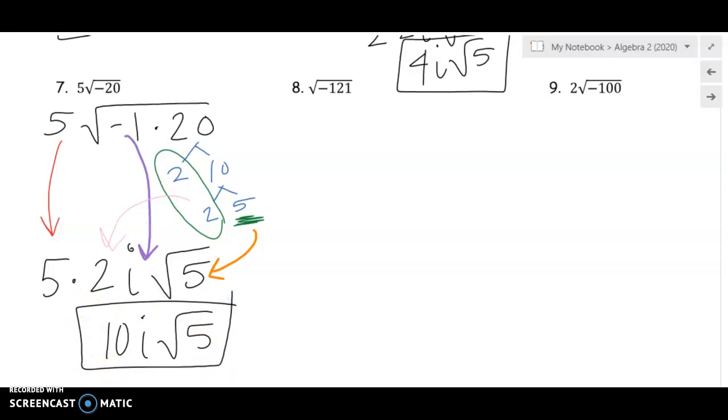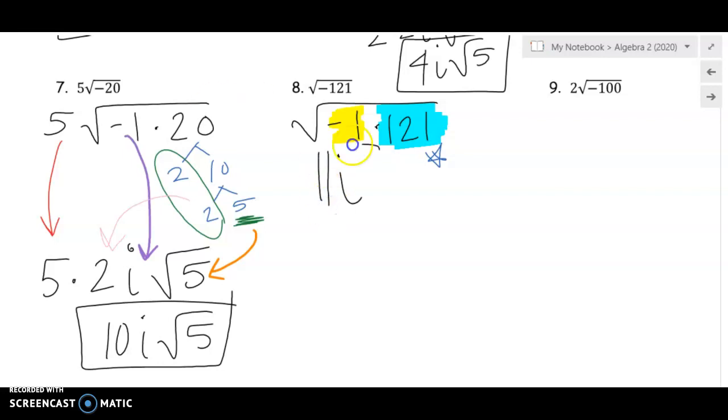Okay, number 8, square root of negative 121. Okay, let's separate this. Negative 1 times 121. 2 things to focus on. Negative 1 is important because that's going to give me an i. And then the other important part is, what is the square root of 121? You should know that. Think about it. That is a perfect square. The square root of 121 is 11. So I write 11 and then the i goes next to it.